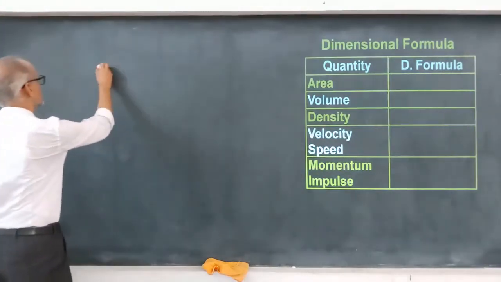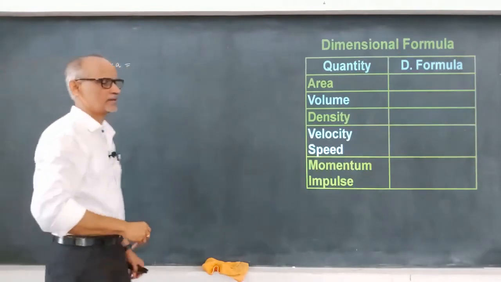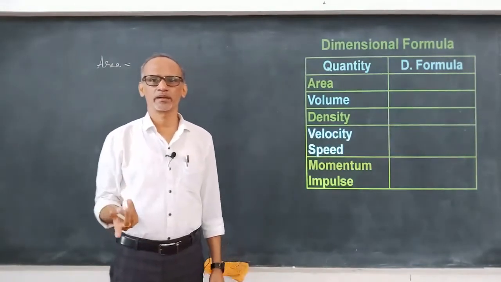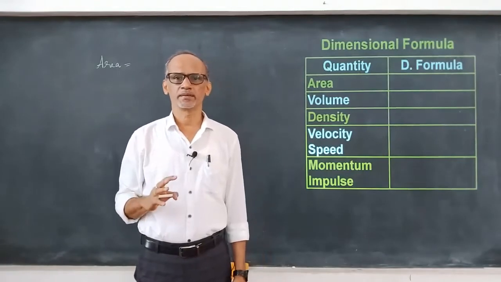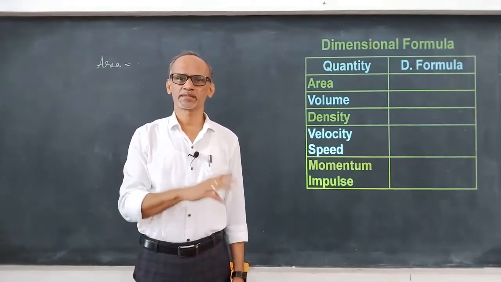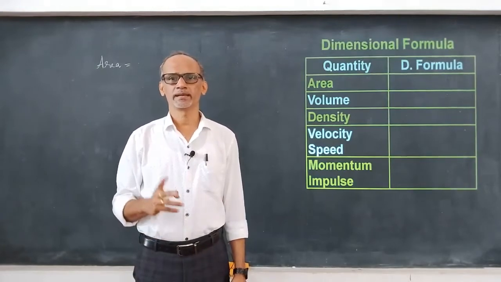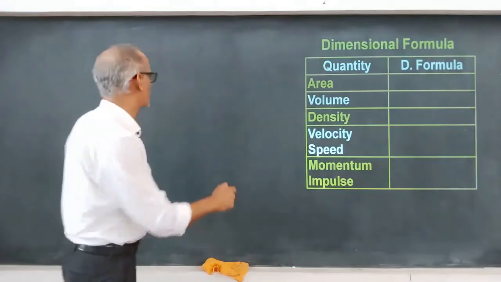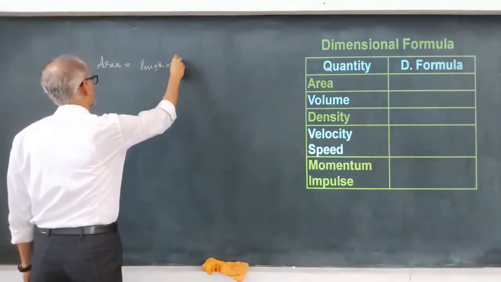So I'm going to write here: area. I can write the area of a circle, the area of a square, or the area of a rectangle. For any, it is valid. So let's take the simplest structure, which is the rectangle. How do you find the area of the rectangle? Area is length into breadth.